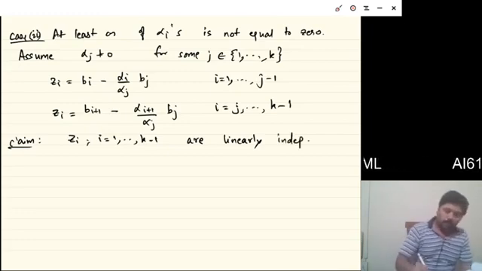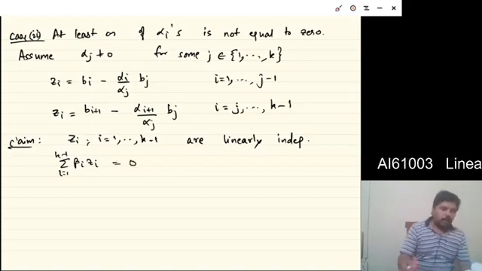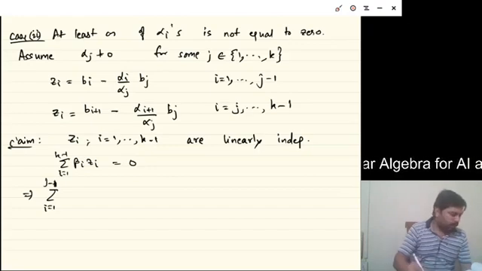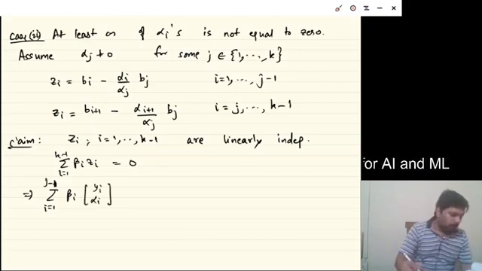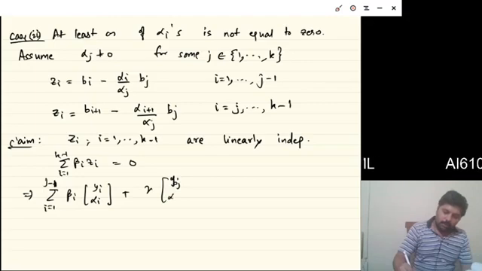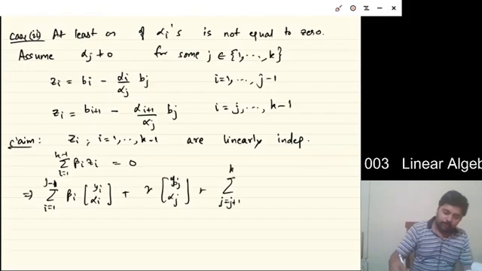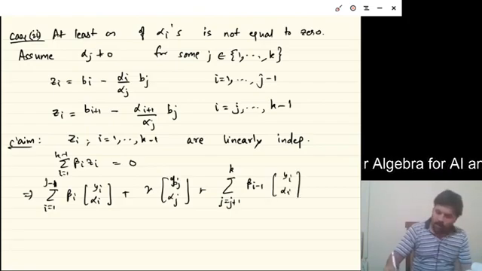So if they are linearly independent, what are you going to do? Summation b_i z_i, i from 1 to k minus 1, is equal to 0. Then I will expand this. So if I expand this, what do I get? I can split the summation into two parts, one up to j minus 1, where I have y_i alpha_i, plus gamma y_j alpha_j, plus summation i from j plus 1 to k, and I have beta_{i-1} y_i alpha_i, is equal to 0.